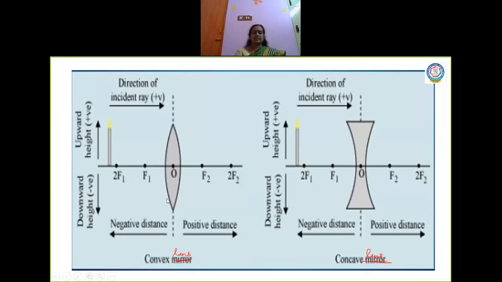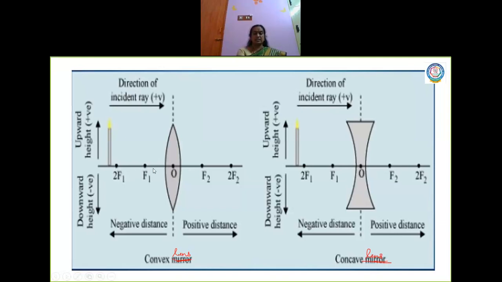Now let us go to this diagram. This is a convex lens. This is the optical center of the convex lens. O represents the optical center, whether it is a convex lens or a concave lens. And here you have focus F1, and this is the center of curvature. It is 2F1, or also C1. C1 represents the center of curvature.